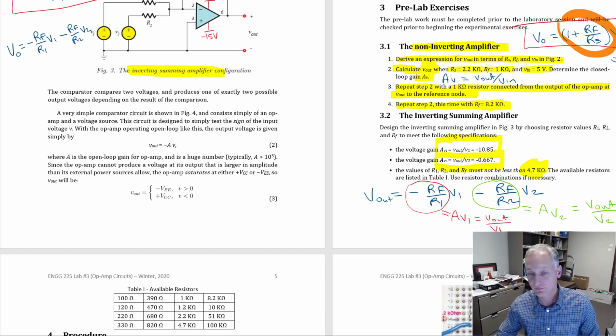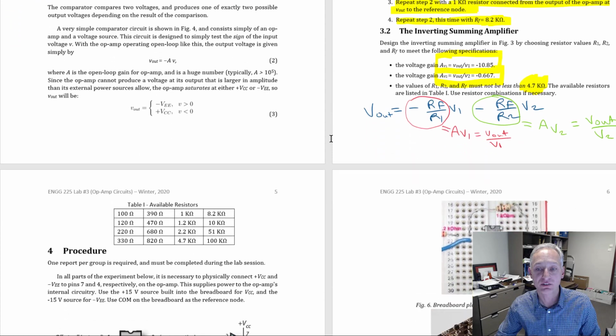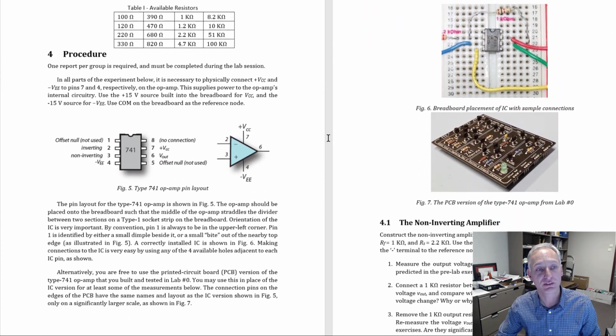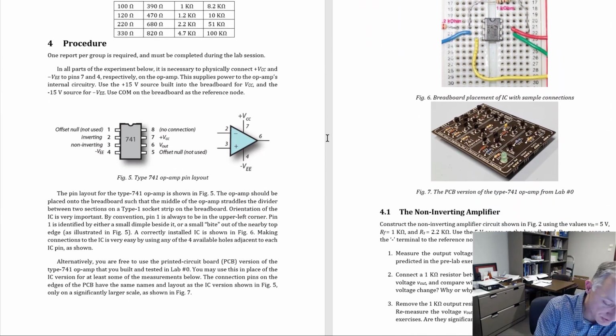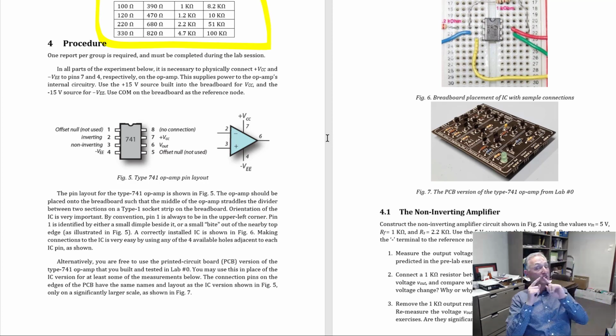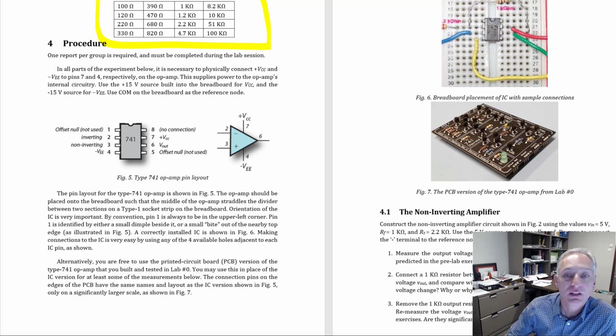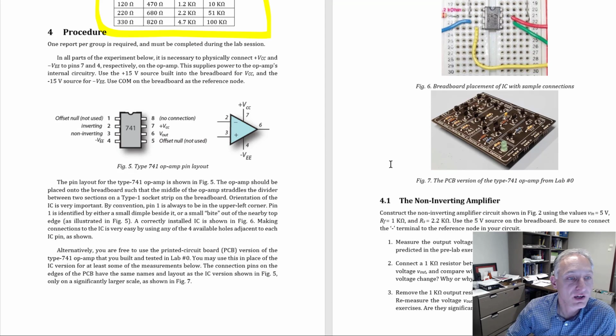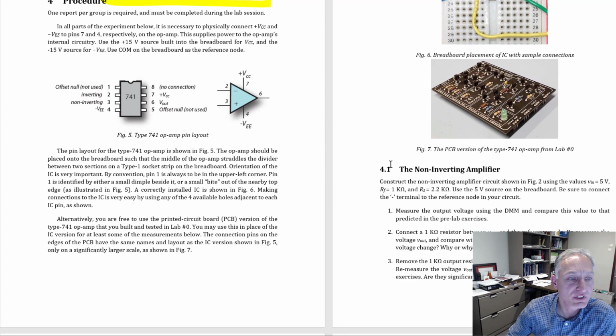And to make the right values, you may not have exactly the right values, but these are the resistors that we have available in the lab, and you may need to make some series, parallel, or whatever combinations to come up with the right resistor values. Okay. So then we're going to build the circuit.